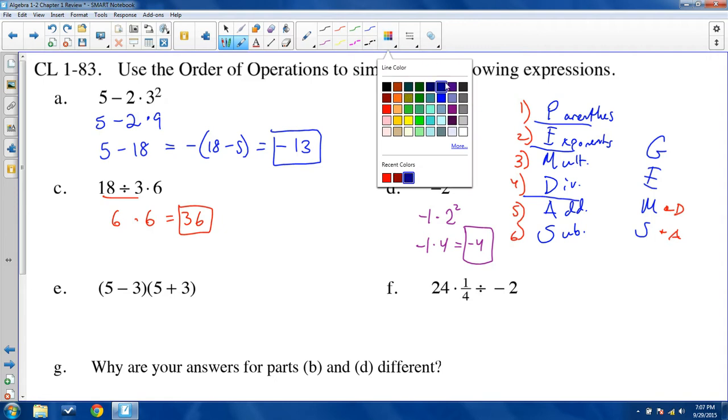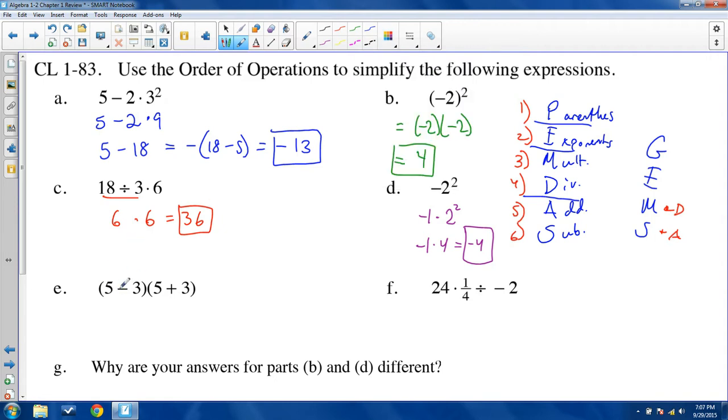Okay, letter E here, I have parentheses that are grouped, so I'm going to do 5 minus 3 here, and here I'm going to do 5 plus 3. The parentheses apart makes this say 2 times 8, and 2 times 8 is 16. There's another way we could look at this. When we start doing polynomial multiplication and distribution, there's going to be another way that we multiply these together. But this isn't necessary if I can combine like terms and evaluate these first. This will be a lot easier.